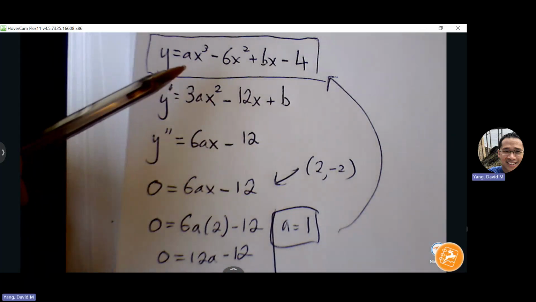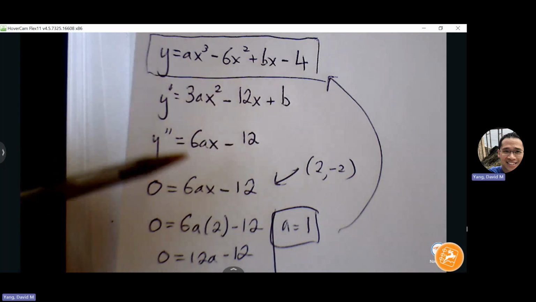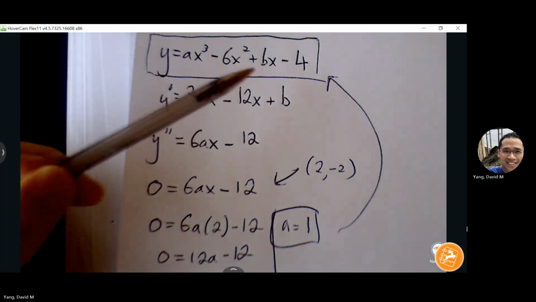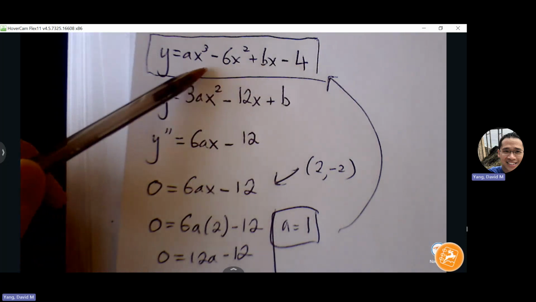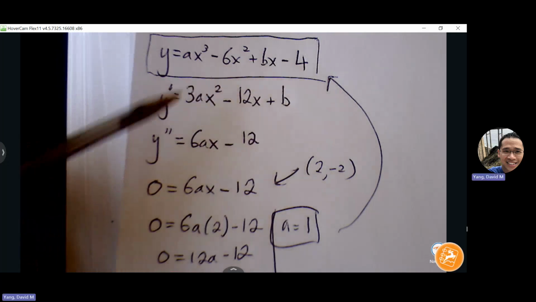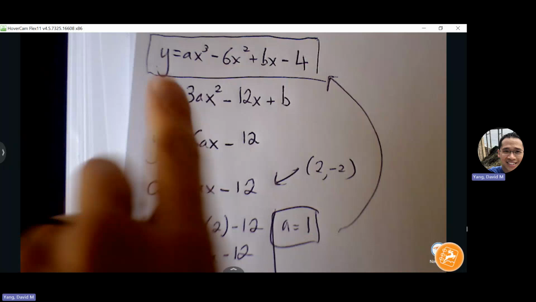Plug in x equals 2, mm-hmm. And then a equals... And then what else? I want to solve for b. What else do I need to resolve here? Yeah. Which is what? Negative. Good. So now we have all the pieces that we need, right?